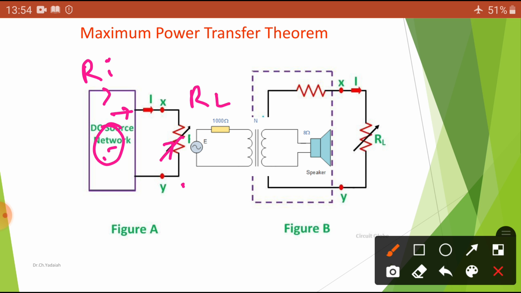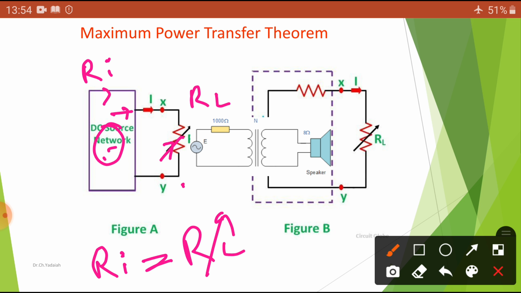Generally, this maximum power transfer theorem is mainly applicable in communication systems and electronic systems. Because whenever this internal resistance Ri is equal to RL, that means RL is a variable. By varying it, at what stage it is tuned and equal to Ri, at that condition we will draw the maximum current, maximum power.